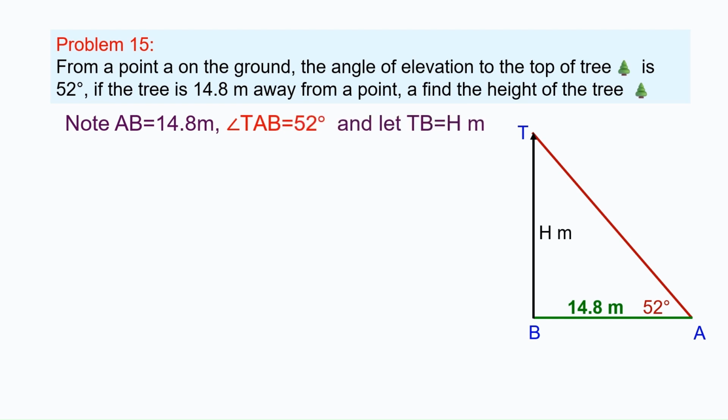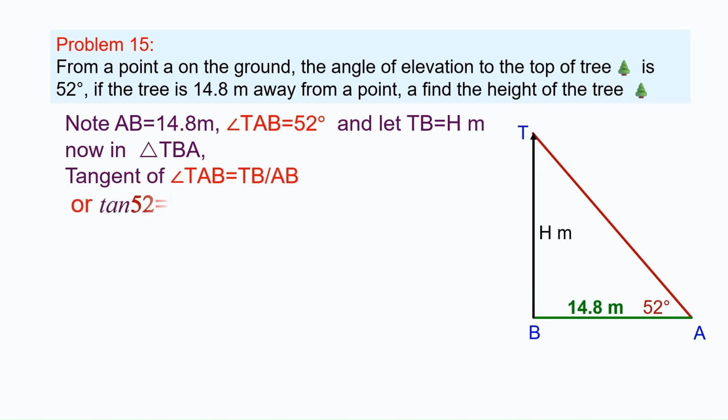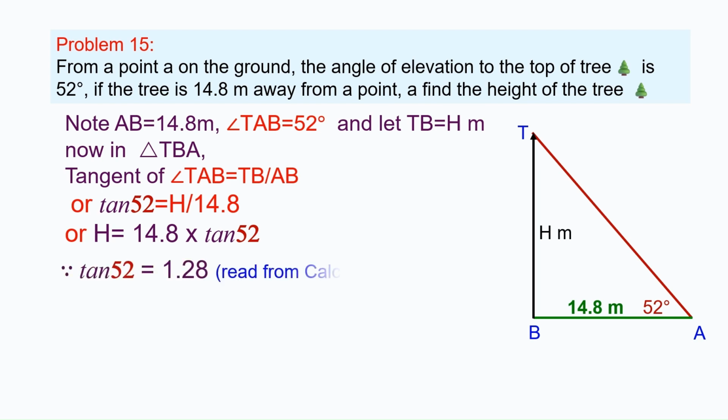Note AB equals 14.8 meters, angle TAB equals 52 degrees, and let TB equals h meters. Now in the triangle TBA, tangent of the angle TAB equals TB divided by AB, or tangent of 52 degrees equals h divided by 14.8, or h equals 14.8 times tangent of 52 degrees.